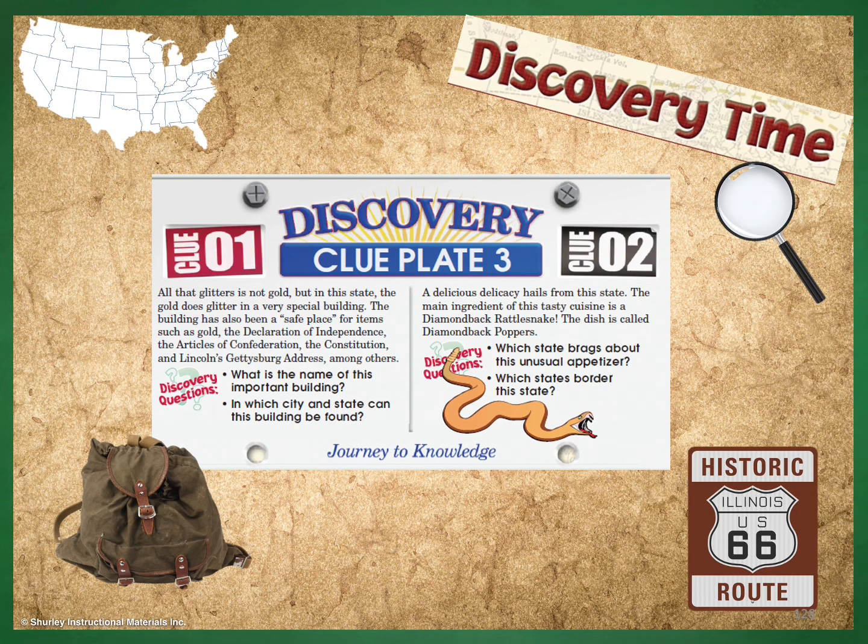On the clue plate, there are 2 clues. Let's read clue 1. All that glitters is not gold, but in this state, the gold does glitter in a very special building. The building has also been a safe place for items such as gold, the Declaration of Independence, the Articles of Confederation, the Constitution, and Lincoln's Gettysburg Address, among others.